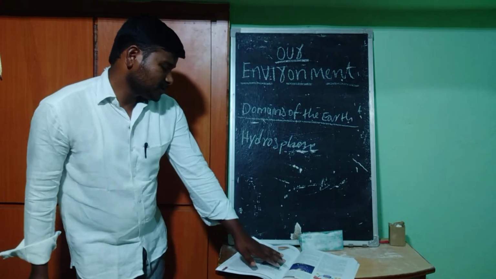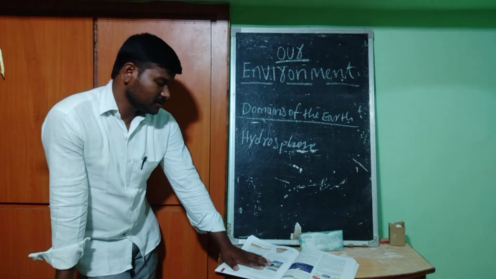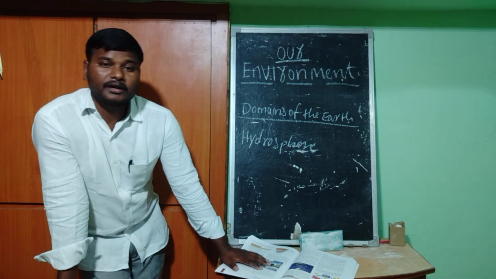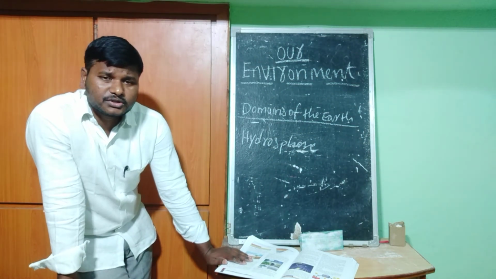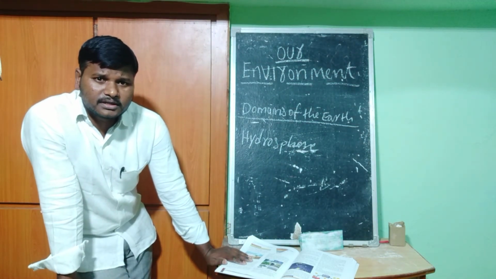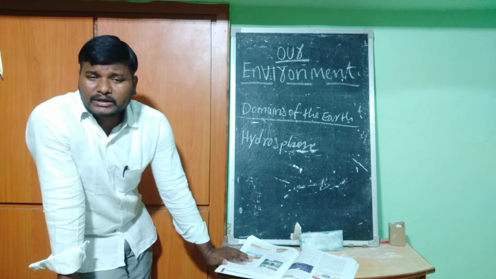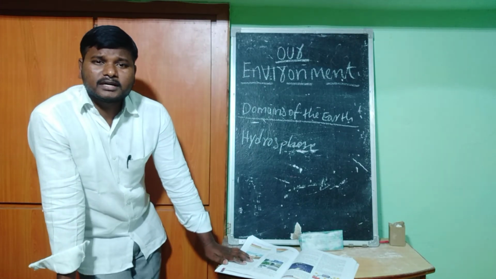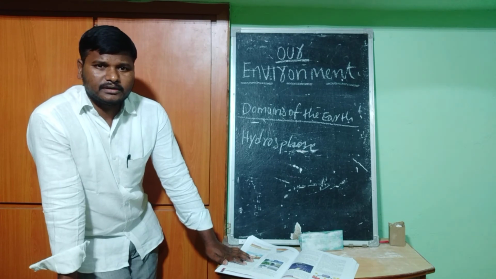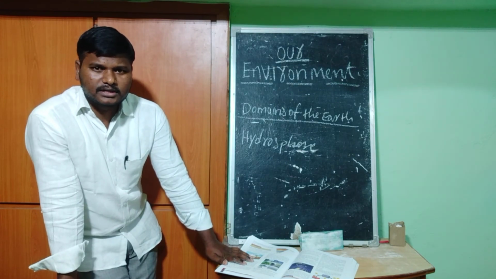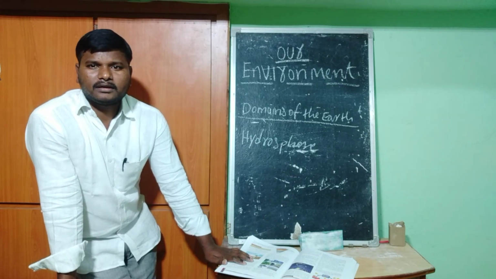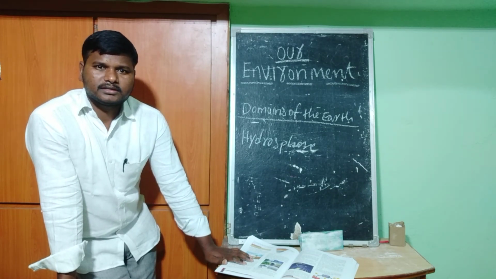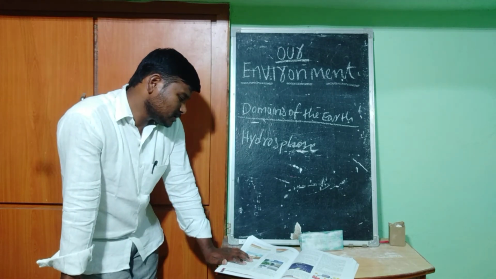What is special about the hydrosphere? The earth is called the blue planet. Why do we call the earth the blue planet? Because water bodies are present on the earth, in the form of solid, liquid, and gas, such as rivers, lakes, and glaciers.